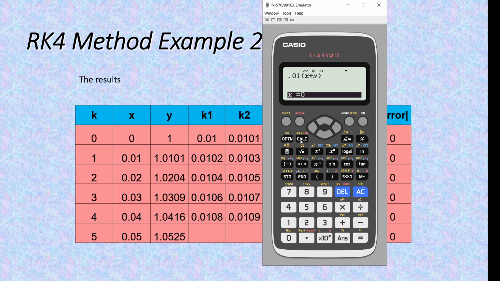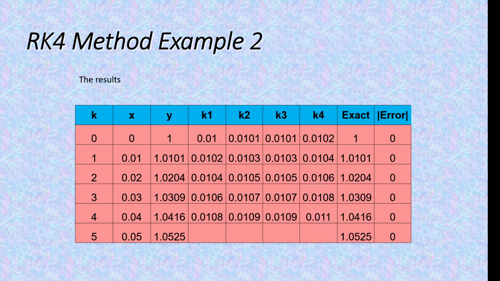And then you calculate again for k2. x is x plus h, which is 0.01, meaning 0 plus 0.01 divided by 2. y is 1 plus k1 divided by 2, 1 plus 0.01 divided by 2. So you get 0.0101. This is our k2. k1, k2 done.